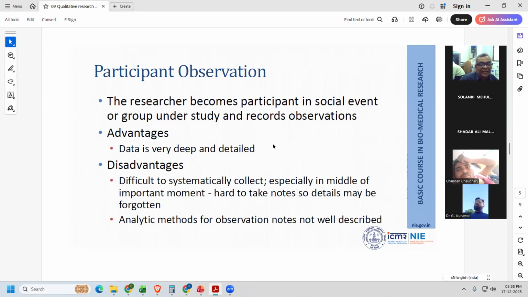Data is very deep and detailed because I am there and I myself am observing what participants are doing. The disadvantage is difficulty in systematically collecting data, especially in the middle of an important moment.